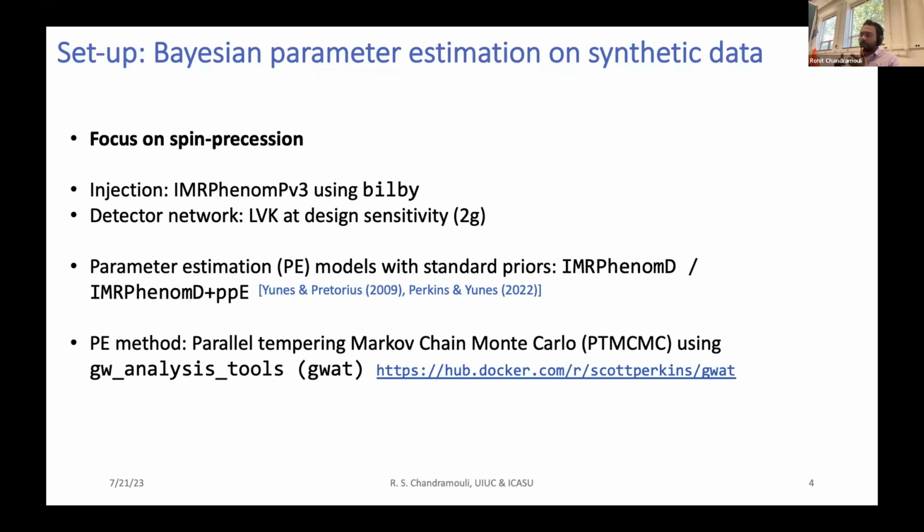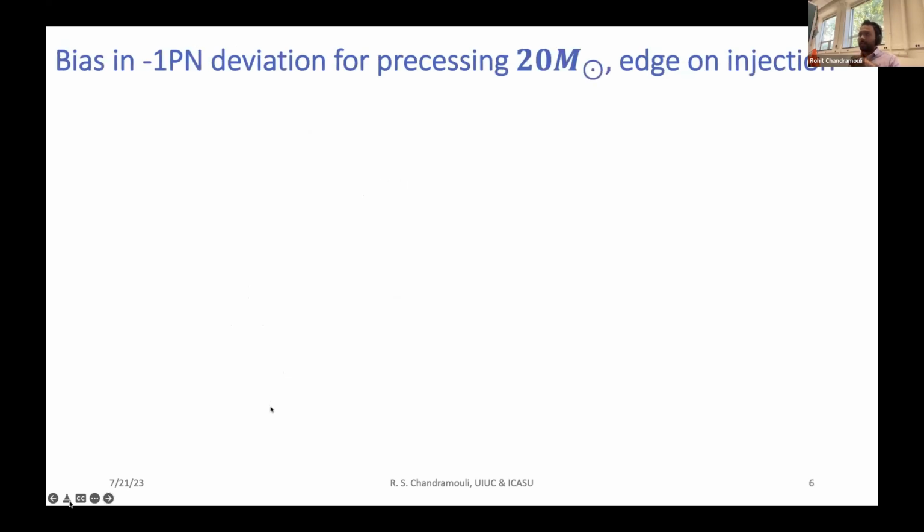And the way that we do this parameter estimation is by making use of the parallel tempering Markov chain Monte Carlo method. This is implemented in GW analysis tools, which was developed by Dr. Scott Perkins, who was a former student of Nico Yunes. And I want to now highlight some of our preliminary results from this injection recovery study.